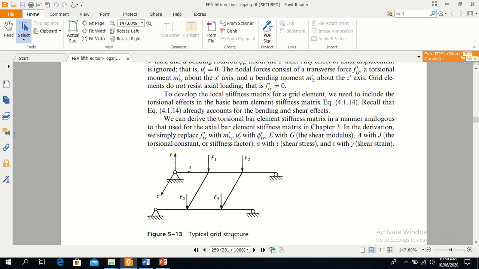This is a grid structure. You can see here the grid is lying in the xz plane, and the forces are applied in the y direction. The forces are perpendicular to the plane of the structure. This structure is now called a grid.